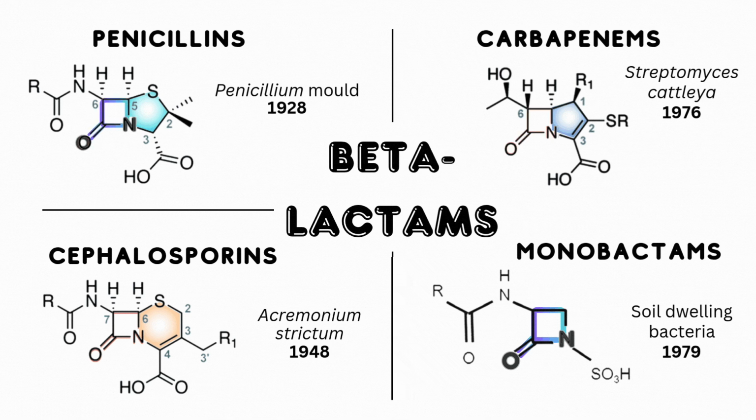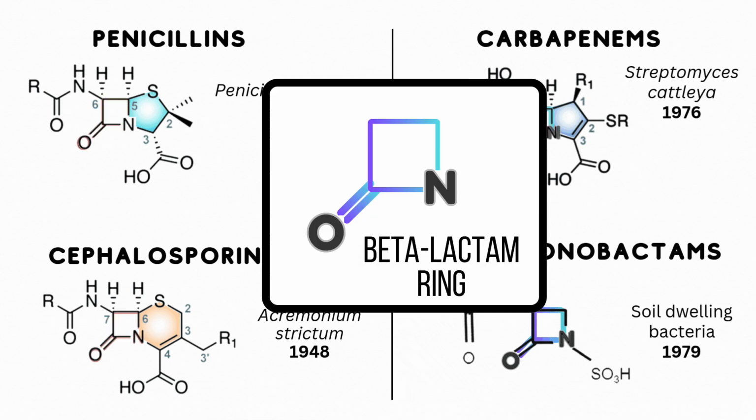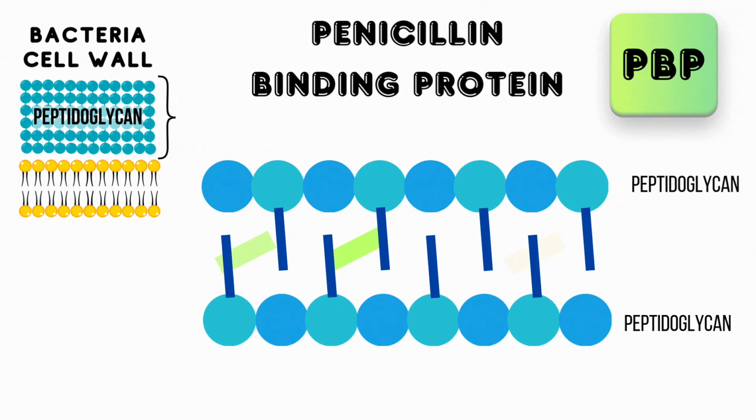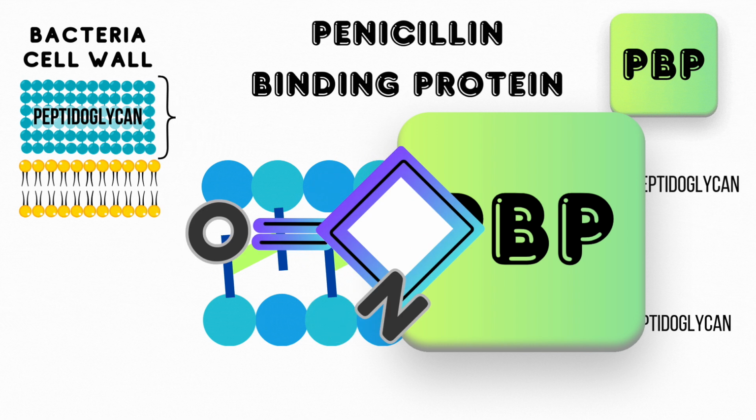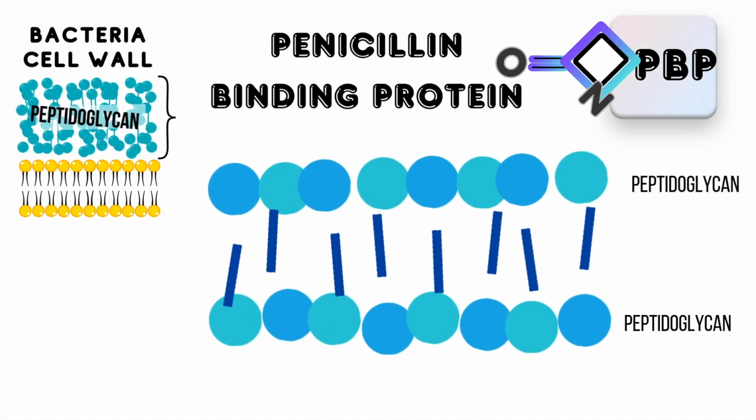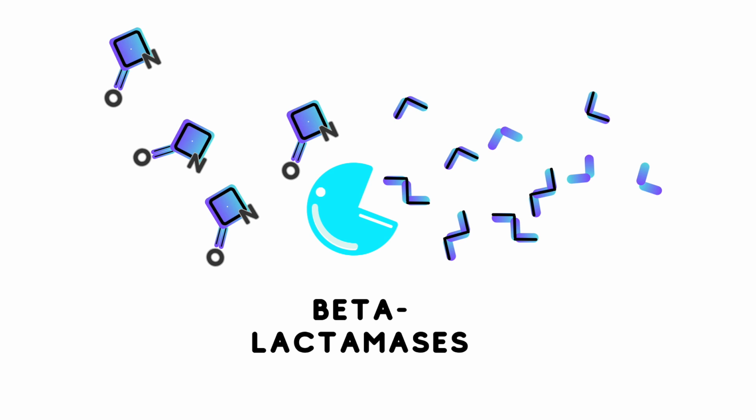Cephalosporins are part of the beta-lactam antibiotics family, and the beta-lactam ring is responsible for the antimicrobial activity, and this binds to and deactivates PBPs, the enzymes involved in building bacterial cell walls. And microorganisms can defend themselves by producing enzymes which cleave beta-lactam rings, and these are the beta-lactamases.